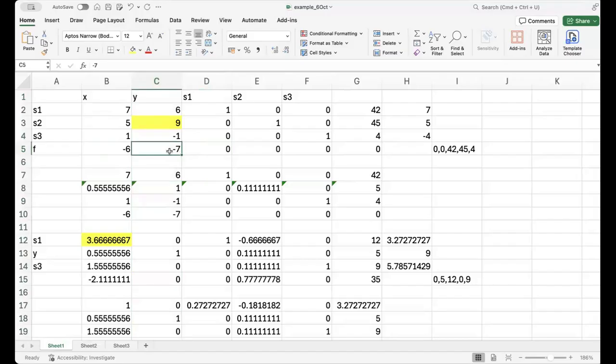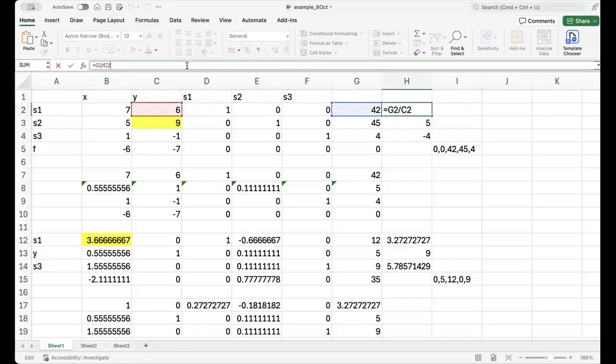Which is minus 7, okay? So, in the next round, we add y to our set of basic variables, okay? Because the number of basic variables must be 3. Right now we have S1, S2, S3 as our basic variables. If we want to add y as our new basic variable, we have to remove one of the original basic variables, right?